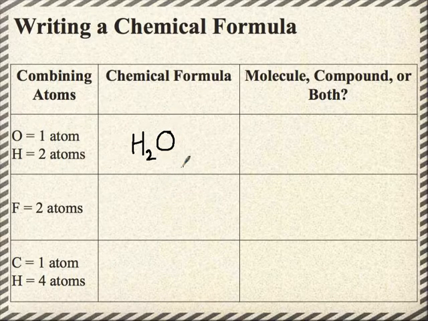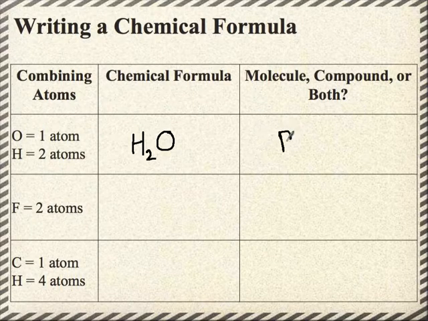Now some of you guys might end up writing it like this. You might go OH2. Okay? Which isn't wrong, but we just don't write it that way. And there's a specific reason why we don't go OH2 instead of H2O. But you may make that mistake. You might not know the exact chemical formula for that. But this is the proper way to write H2O. It's not OH2. All right, now the next thing is this compound, molecule, or both?